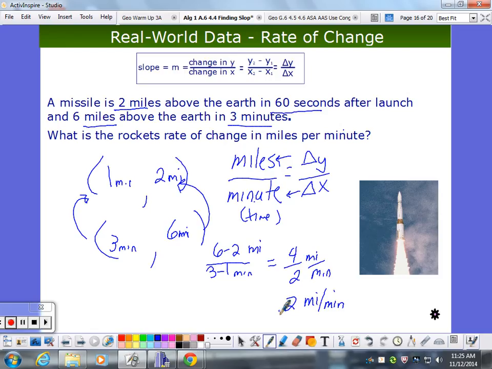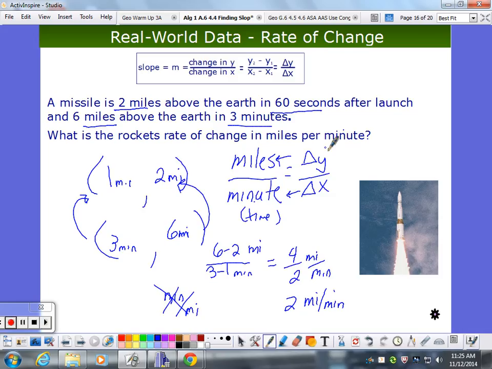Yes, it does matter who's X and who's Y. Because if you switch these, you're going to get minutes per mile. What? That's not rate of change. We do miles per minute. We do it with respect to time. Time's our independent variable. So you have to think about it.